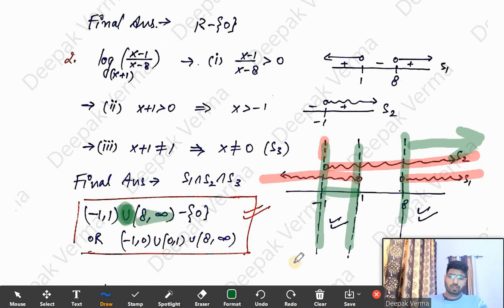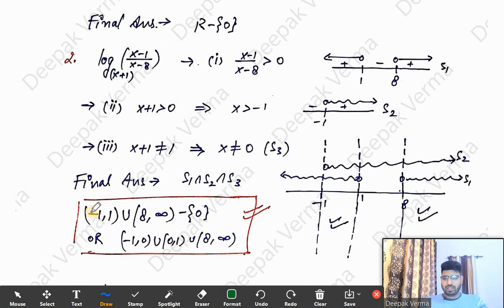Union 8 to infinity. But somewhere in this interval, we get 0 also. But we are saying x should not be equal to 0. It means we will have to exclude 0. So we write minus, like this, exclude 0. It's a set containing the element 0.